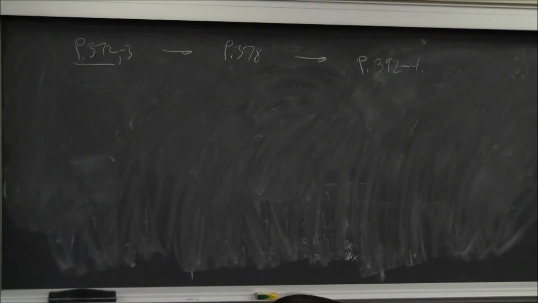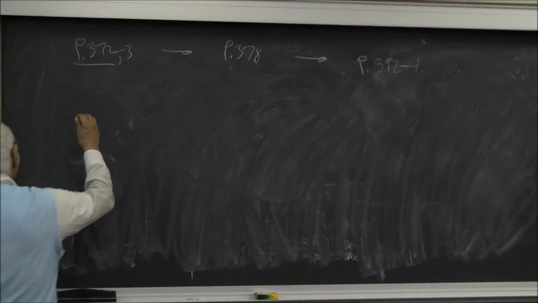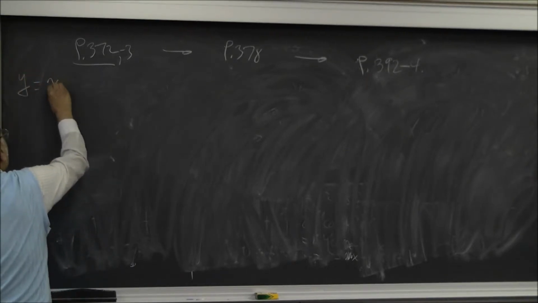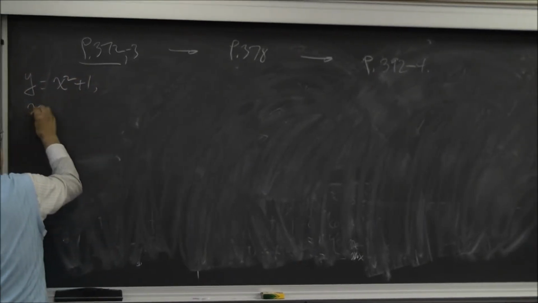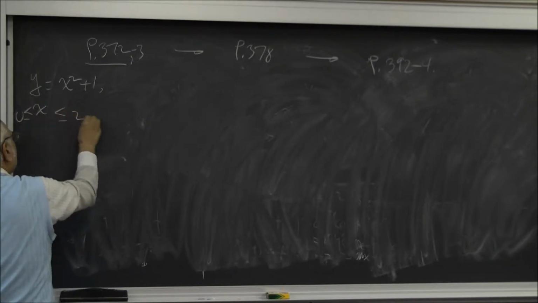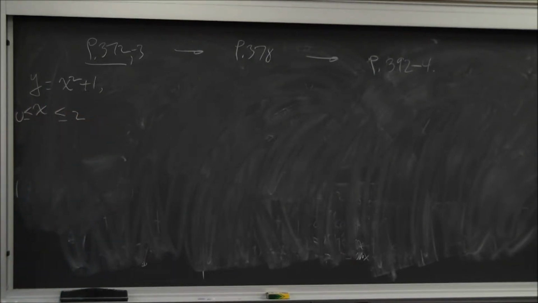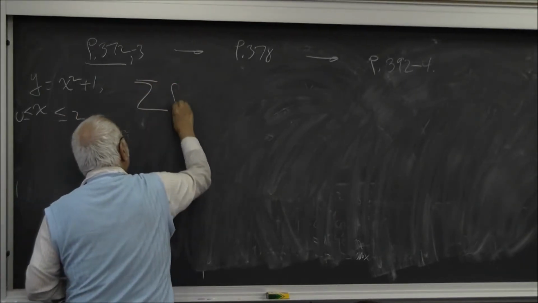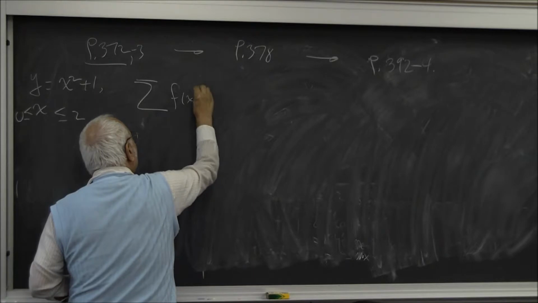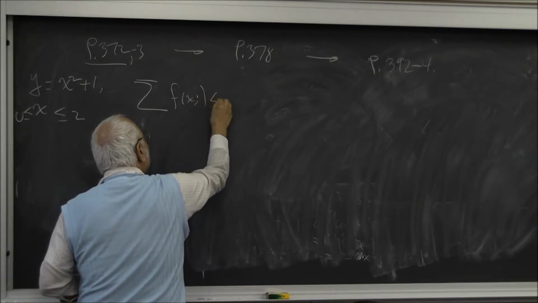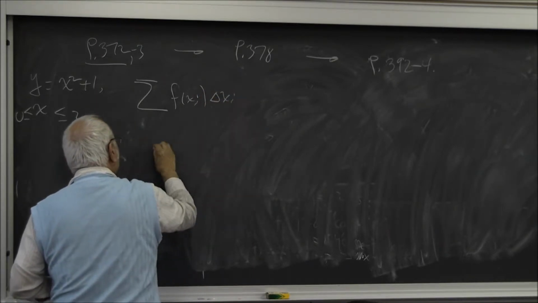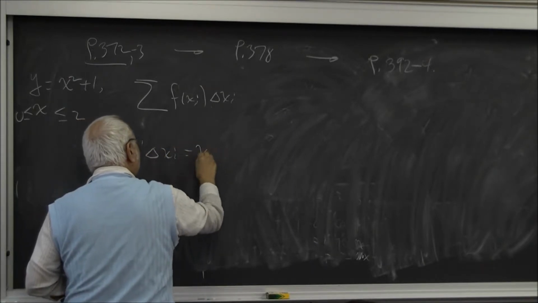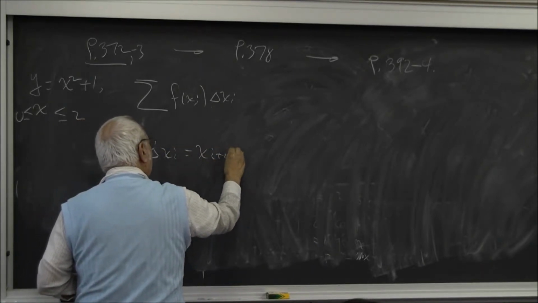So suppose you're trying to find the area under y equals x squared plus 1, where x is between 0 and 2, which is what I had up there. Then what he does is he sets up a summation of f of x sub i times the change in x sub i. Change in x sub i means delta x sub i, which means x sub i plus 1 minus x sub i.